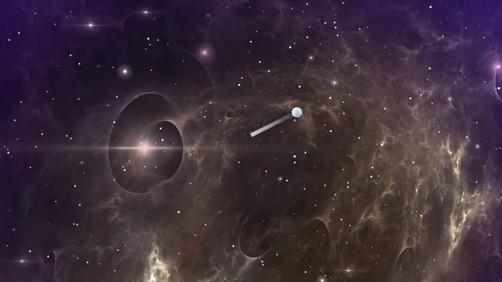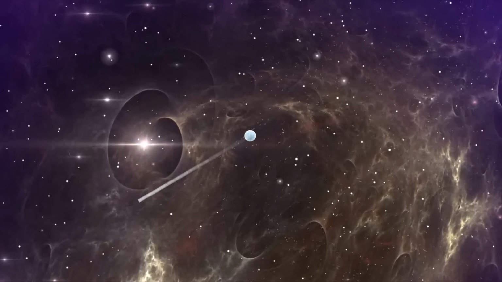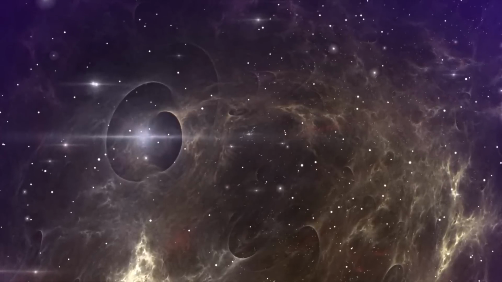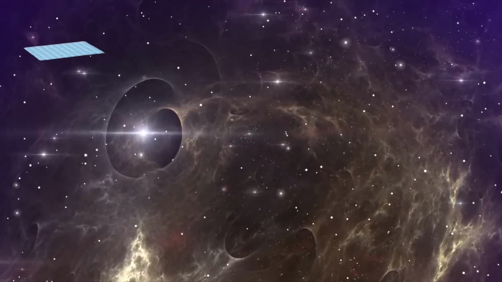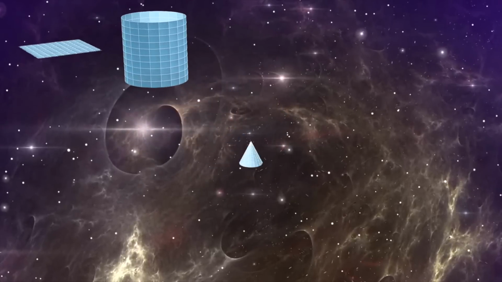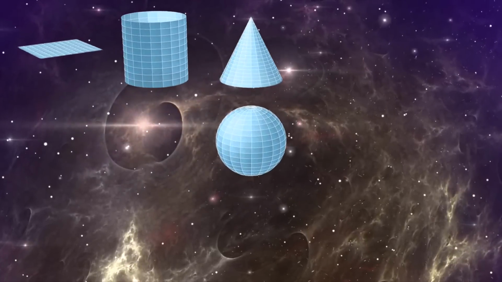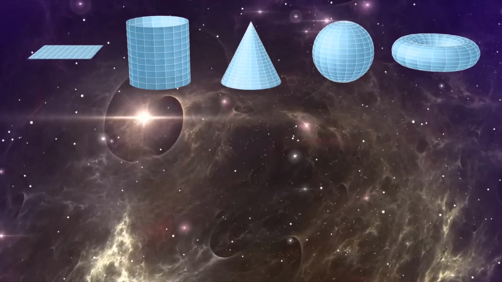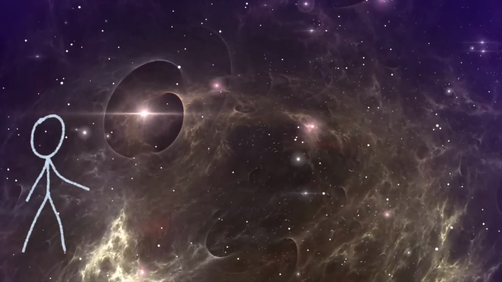Does it mean that if we travel long enough in one direction, we eventually end up where we started? Or that the universe is not flat like a plane, but rather bent like the surface of a cylinder, a cone, a sphere, or perhaps even a donut? Well, actually it's none of these. In fact, it's more elegant than that.